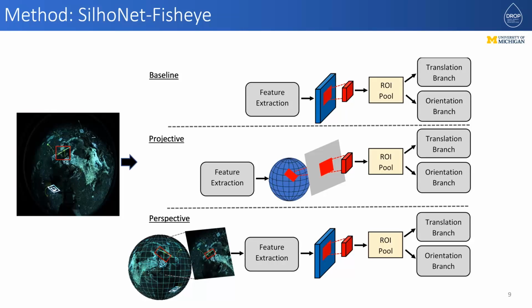The third perspective method projects a region of the fisheye image to a virtual perspective image centered on the region of interest. This virtual image is then processed through the network pipeline. As a further comparison point, we also replace the silhouette prediction branch in each of these three variants with a branch that directly regresses the quaternion orientation rather than first predicting a silhouette and passing it to a second stage network. We refer to these methods as the direct version of each variant.